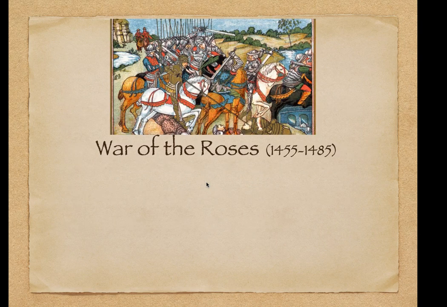Why did England lag in Renaissance scholarship and production? Quite simply, they were too busy fighting the 100 Years' War with France and then the War of Roses with themselves. The War of Roses was fought between two rival factions, the Yorkists, whose symbol was the white rose, and the Lancastrians, who were symbolized by red roses.